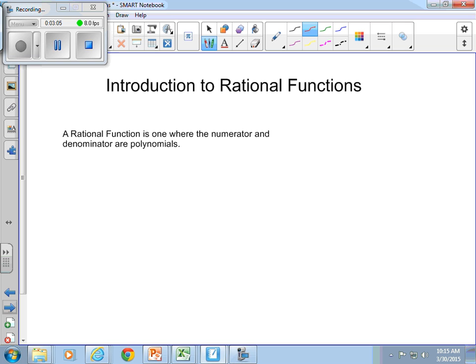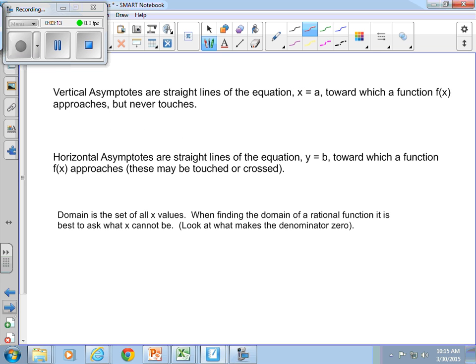You don't have to write this down, but a rational function is one where the numerator and denominator are polynomials. Yeah, x is in the numerator, x is in the denominator. We're going to be looking at 4 things today: vertical asymptotes, horizontal asymptotes, poles, and domain. Those are the 4 pieces of information we're going to pull out of rational functions today. We'll actually start graphing them tomorrow.